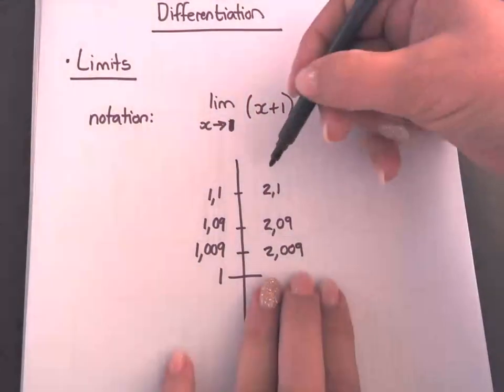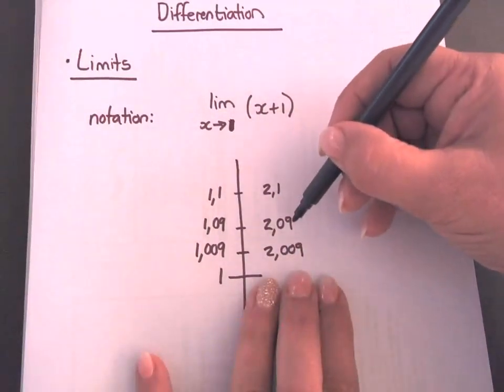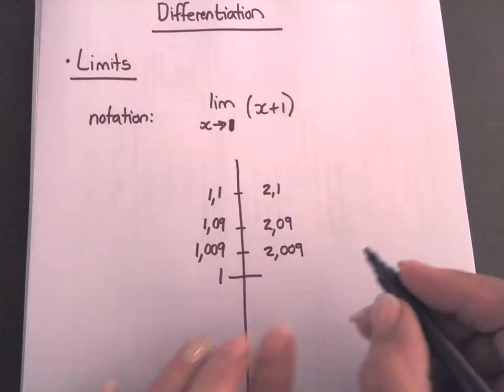So what do you see? To which value does this go? It tends to go to 2.